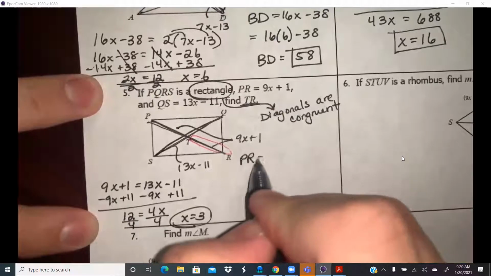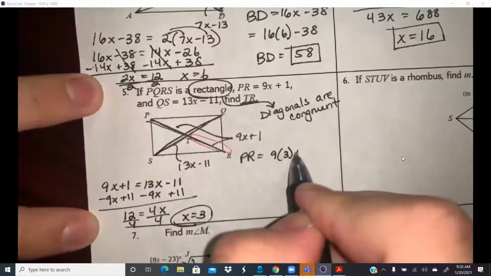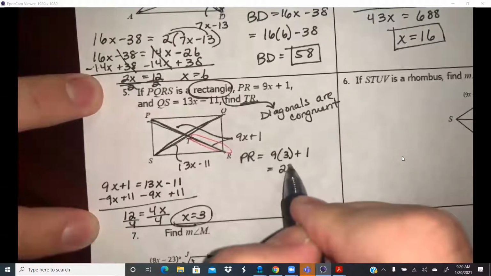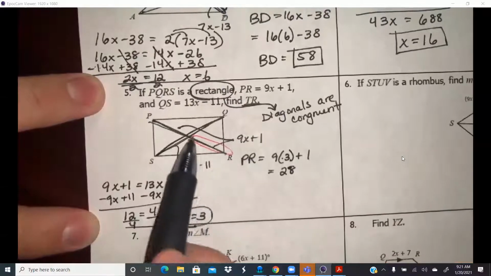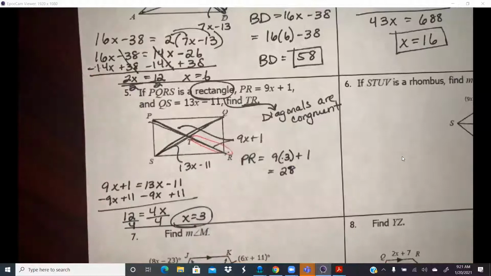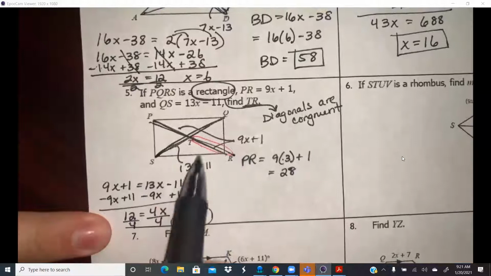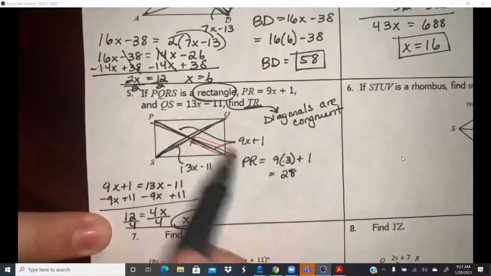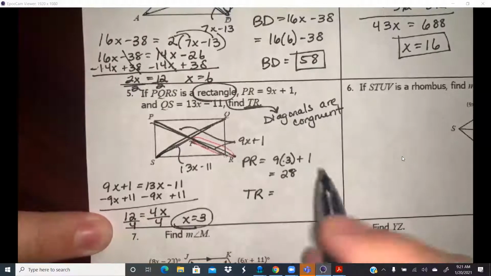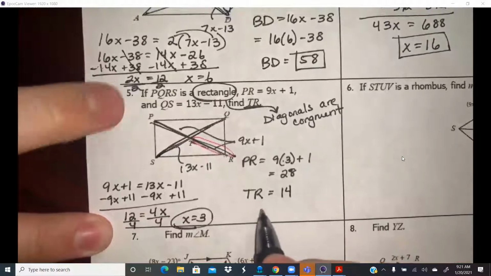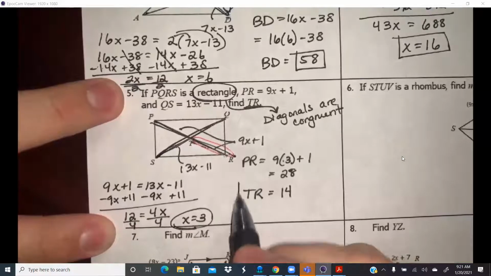I know that PR is going to be equal to 9 times 3 plus 1. So that's 27 plus 1 is 28. But isn't TR, and remember what we said before, this is true for all parallelograms, the diagonals bisect each other. So isn't TR half of the whole thing? So if the whole thing is 28, then TR is equal to 14. And that is the answer.